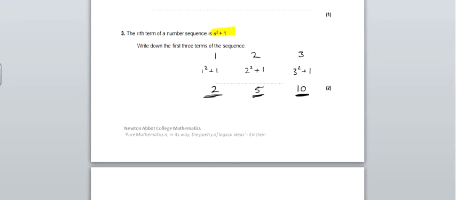Notice what I've done. I've taken this thing here, and for the first number I put 1 in instead of n. For the second number I put 2 in instead of n. For the third number I put 3 in instead of n. And if I wanted to work out the 100th number, I would have put 100 in instead of n.